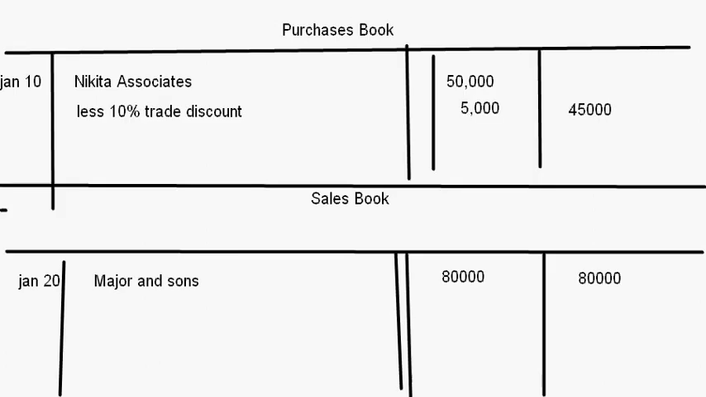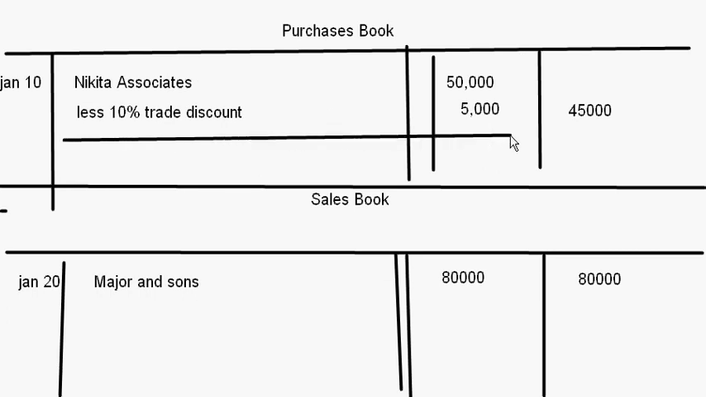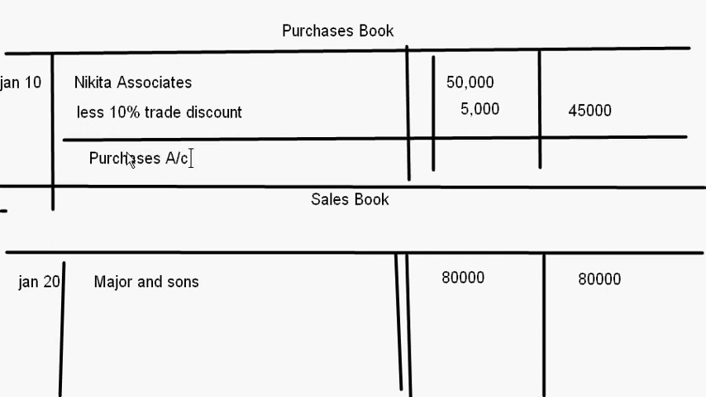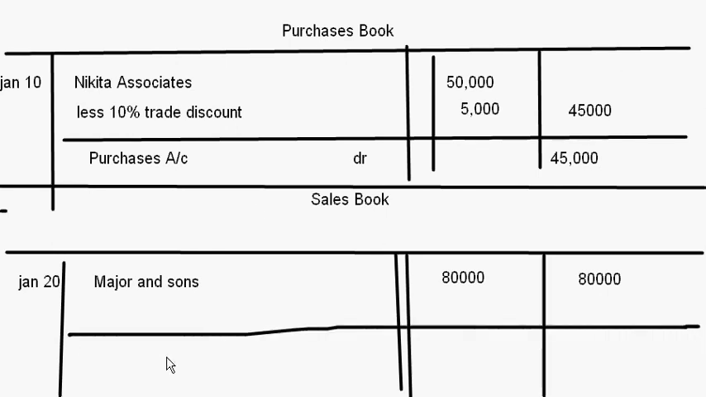As for the other books, this is purchases account. Purchases account is always a debit, so this is the only transaction that we have here. So here we will write purchases account debit 45,000 and sales account credit 80,000 rupees, right?